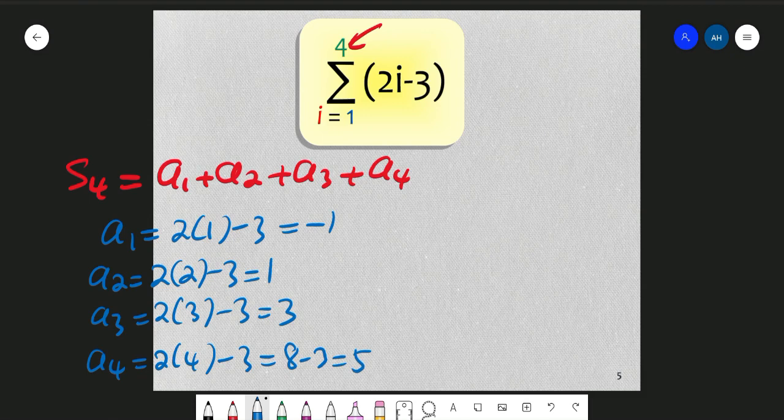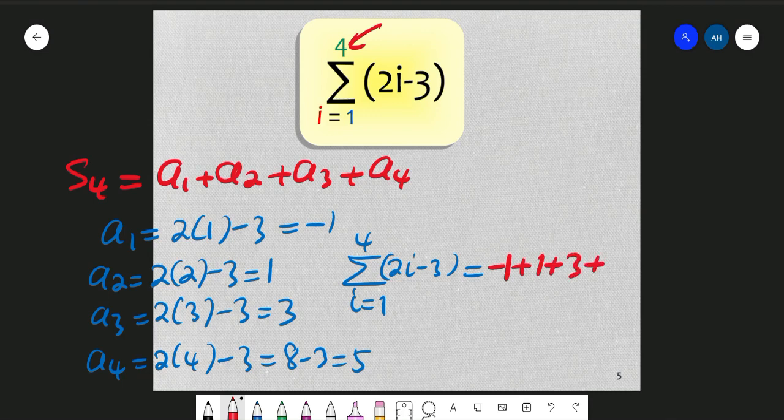So we already found all the values for A1 up to A4, and we are ready to add them up, because series means we add all these numbers together. So now we want to find the sum of 2i minus 3 in brackets, I starting from 1 to 4, which is equal to, let's add the numbers that we already found: negative 1, the first term, plus 1, the second term, plus the third term 3, and plus term number 4, that is 5. Negative 1 and 1 is equal to 0.